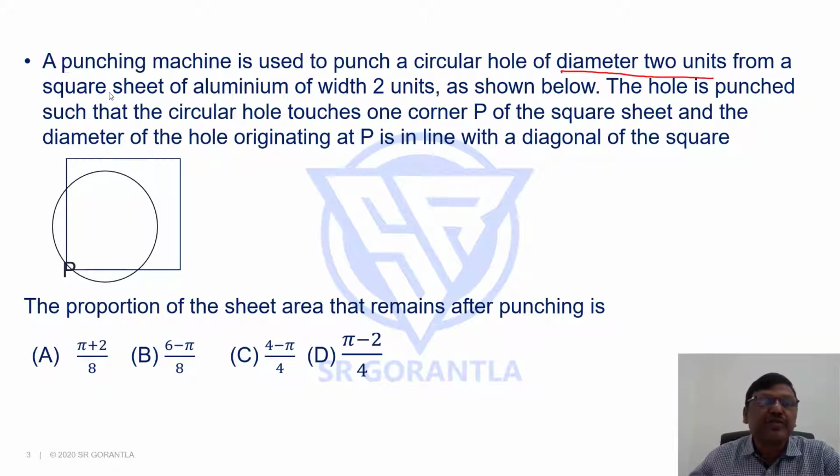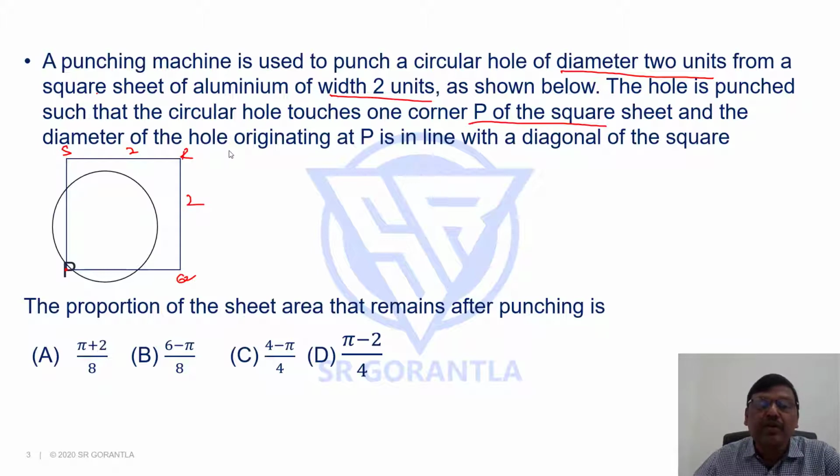units from a square sheet of aluminum width 2 units. You can see here. We have a square sheet of aluminum width 2 units. Let's say this is P, Q, R, S, whose width is 2 units. So the side is 2 units. Fine. The hole is punched such that the circular hole touches one corner P of the square sheet. You can see here. This is one corner. So the circle is touching that.